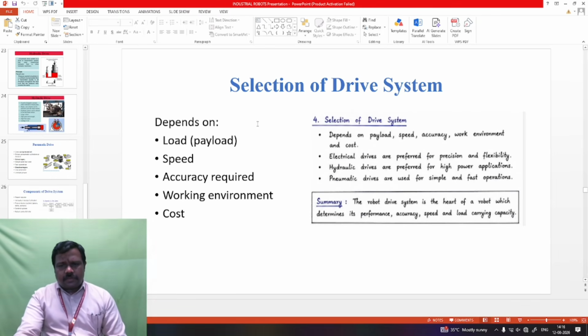The robot drive system is selected based on the payload and the speed of the robot, how much accuracy is needed, what type of working environment, and cost, so we have to select the correct one. The drive system is the heart of the robot, which determines its performance, accuracy, speed, load and carrying capacity.